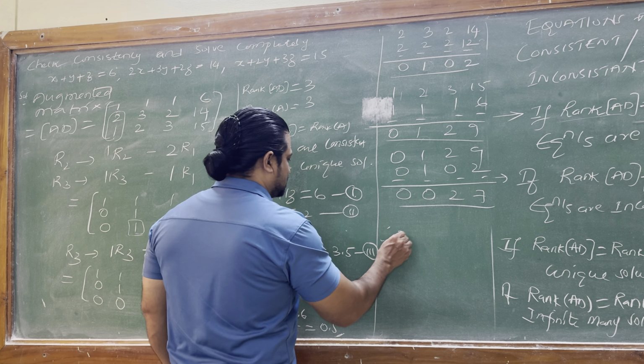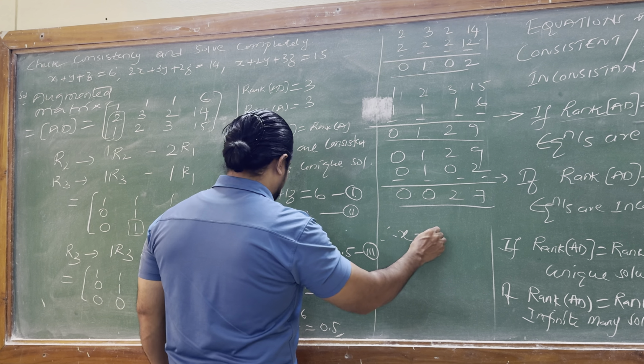So complete solution is x is equals to 0.5, y equals to 2, and z is equals to 3.5. Clear? How to write the solution? The consistency is not clear.